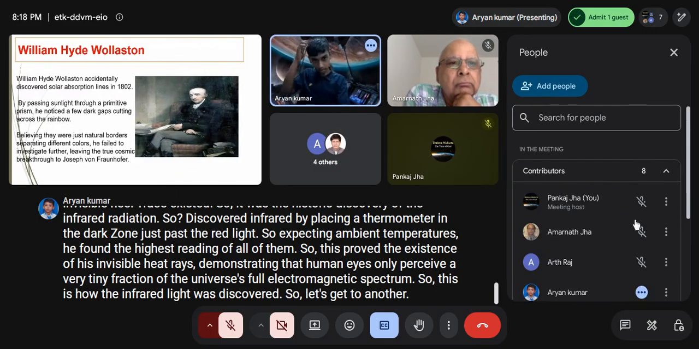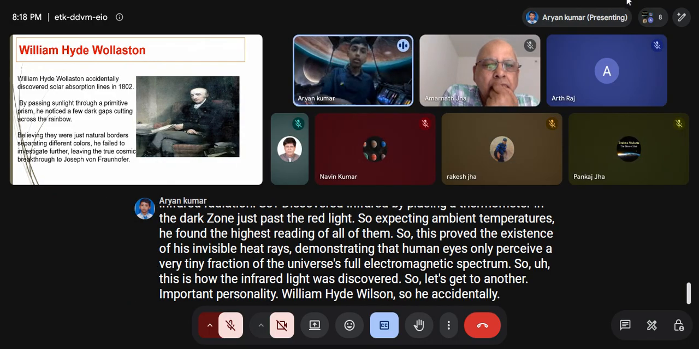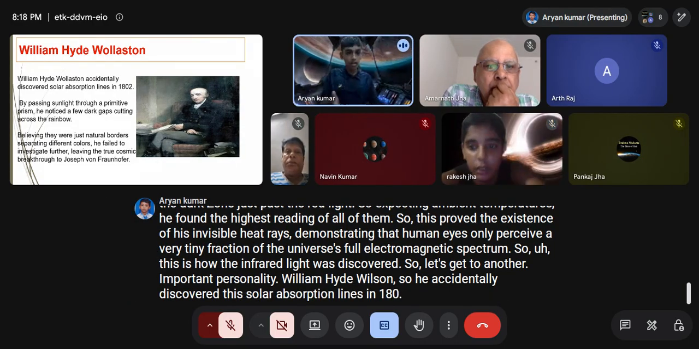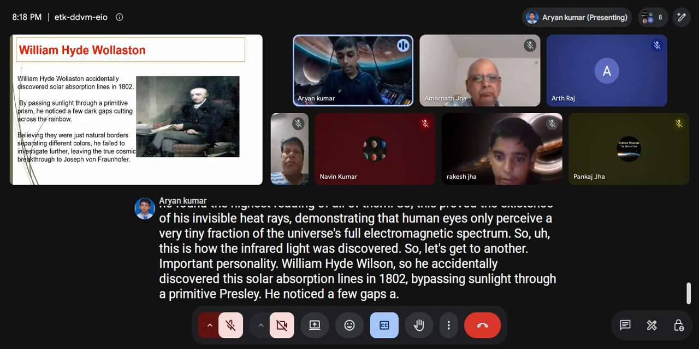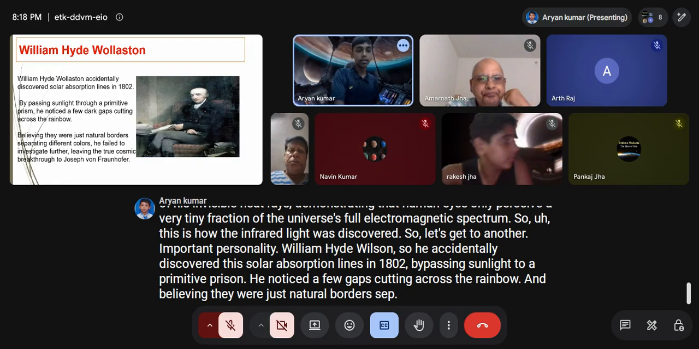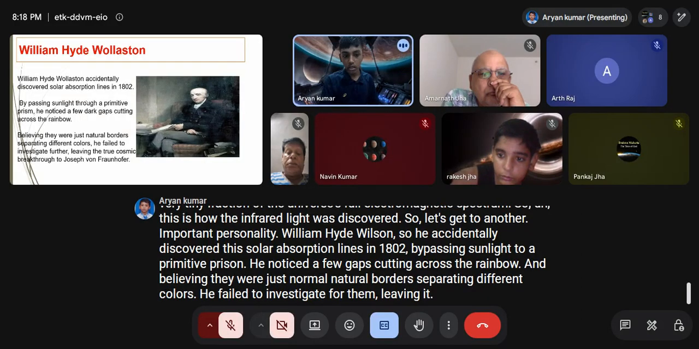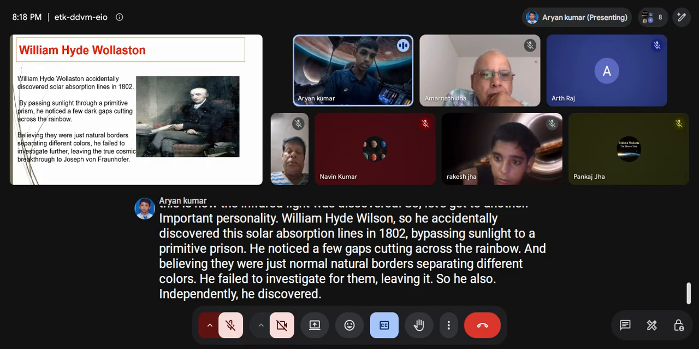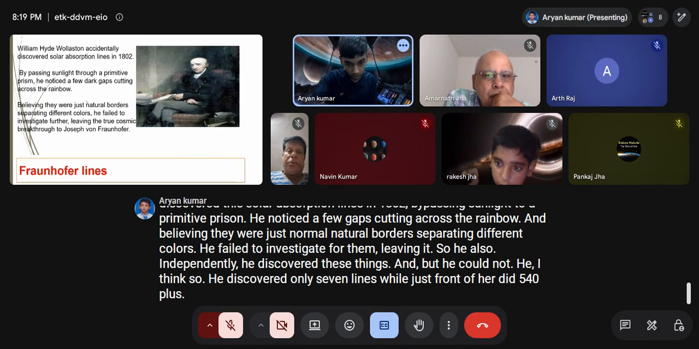So, let's get to another important personality, William Hyde Wollaston. He accidentally discovered the solar absorption lines in 1802 by passing sunlight through a primitive prism. He noticed a few gaps cutting across the rainbow, and believing they were just normal natural borders separating different colors, he failed to investigate further, leaving it to Joseph Fraunhofer. He also independently discovered these things, but he discovered only 7 lines, while Joseph Fraunhofer did 540 plus.